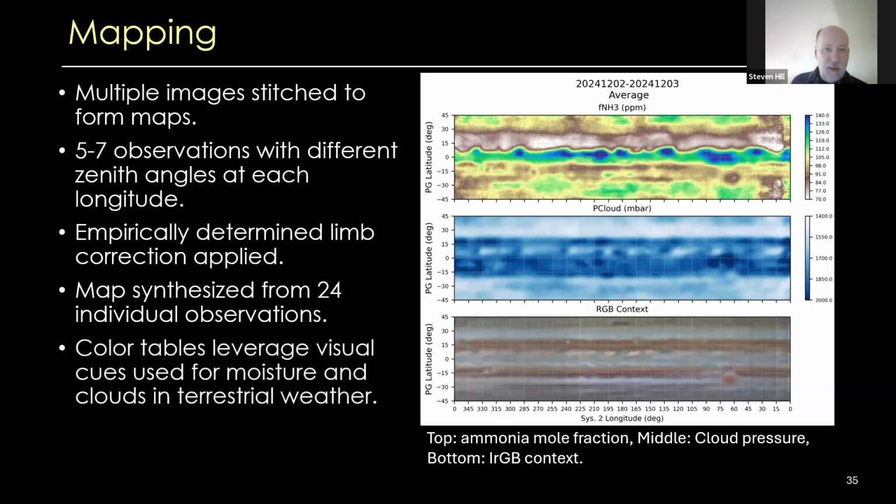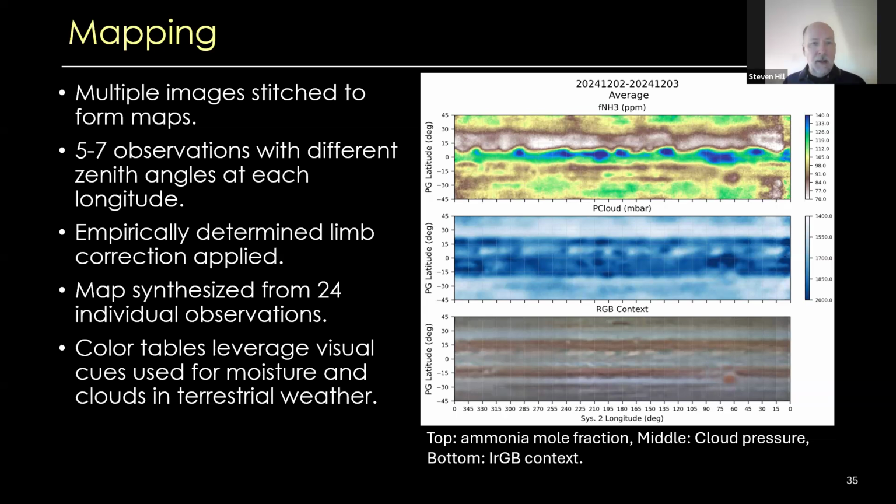And the color tables that I'm using here, and that I'm using generally, are used to leverage visual cues from moisture and clouds in terrestrial weather. So they kind of have a time-tested use in selecting these color tables. And what you see in the top is the ammonia abundance or mole fraction, and the bluer and greener areas are the more humid areas, so to speak, where there's more ammonia, and the drier areas have the sort of deserty colors, white and brown.